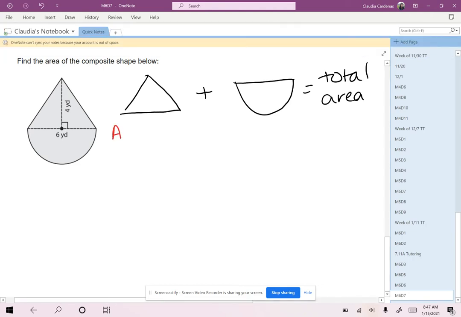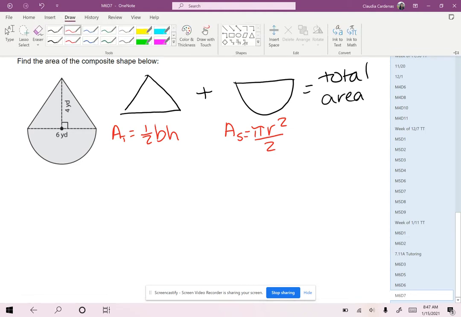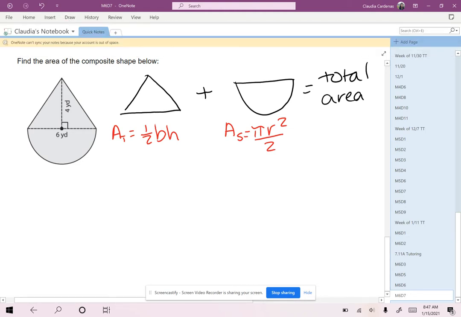I know that the area of a triangle is 1/2 base times height, and the area of a semicircle is the area of a circle divided by 2. And I'm going to now focus on one piece at a time. So I see that the base of the triangle is 6 yards, and the height of the triangle is 4 yards. So I have the pieces for my formula.